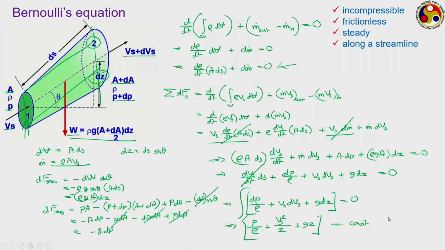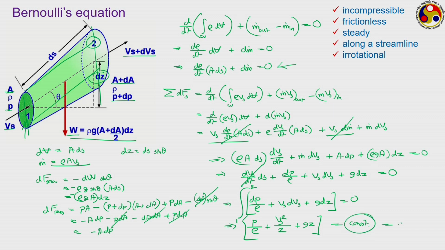A fourth assumption which is inherent here is that we are doing this along a streamline, because the final integration we have performed is along a particular streamline from point 1 to 2. And another assumption which is not strictly required for Bernoulli's equation is irrotational. This constant is often referred to as the Bernoulli's constant.